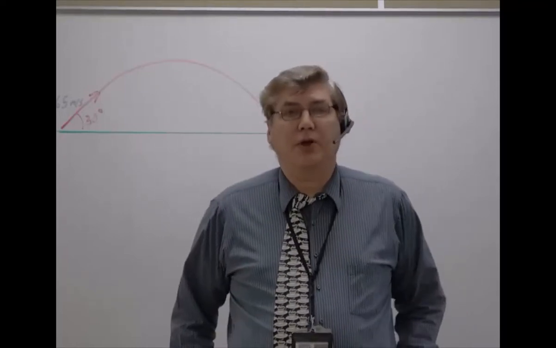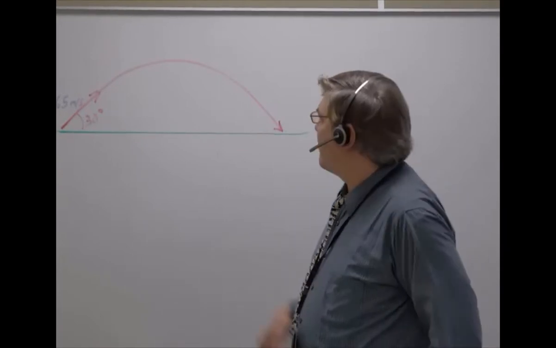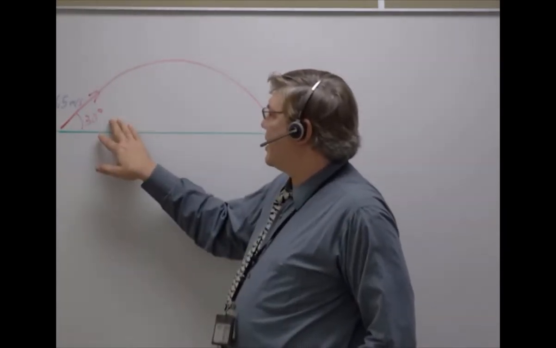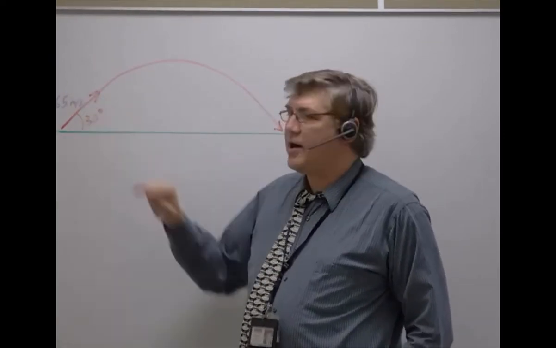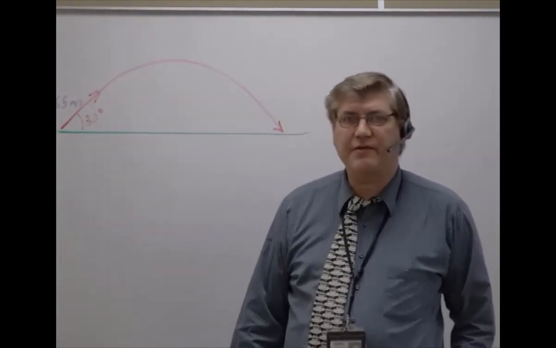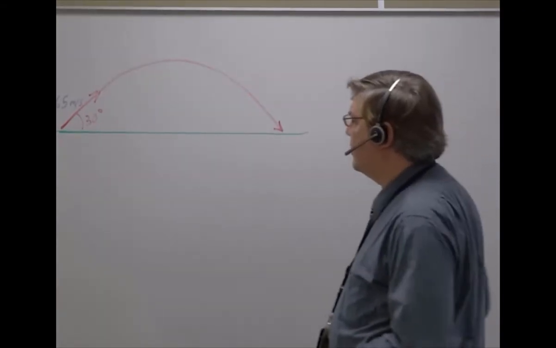Hey guys, I'm going to do an example on how to do a projectile calculation for you. So I've already drawn this on the board. I have a projectile which is going to launch at 30 degrees and have an initial velocity of 65 meters per second. So I'll show you how to do this math.